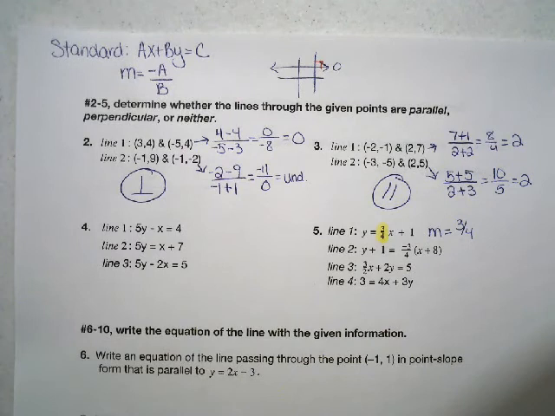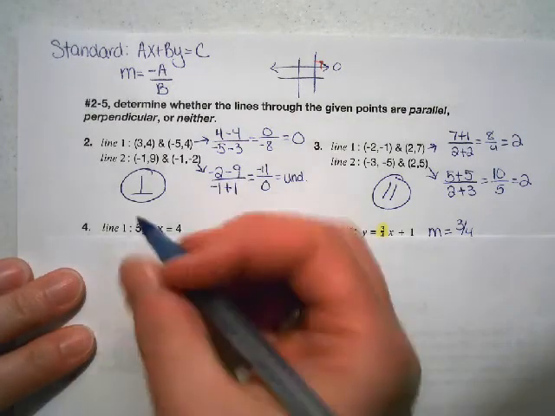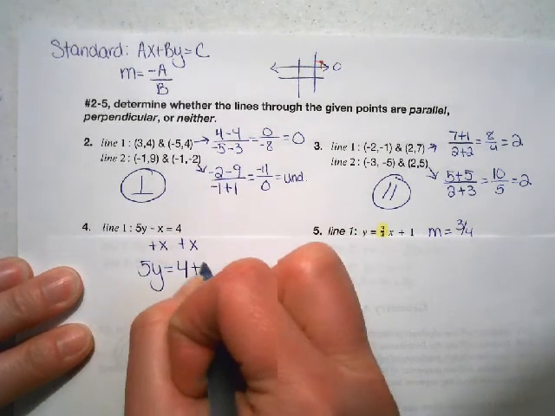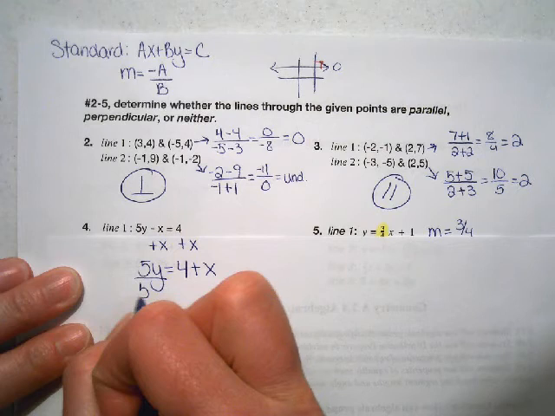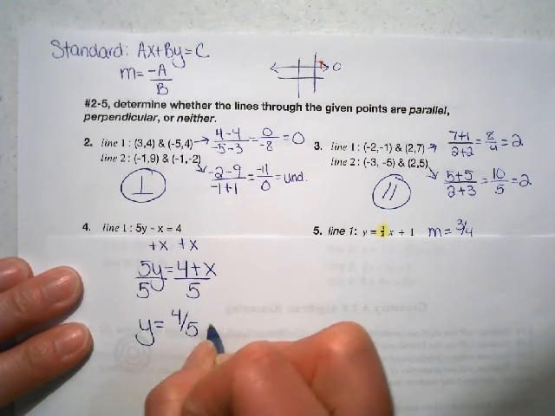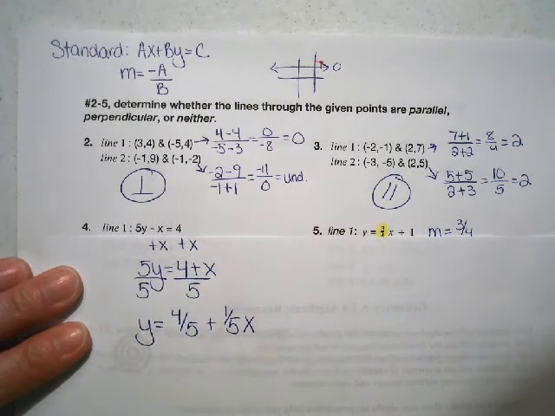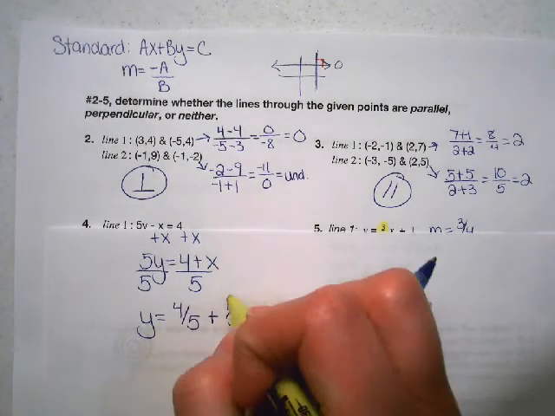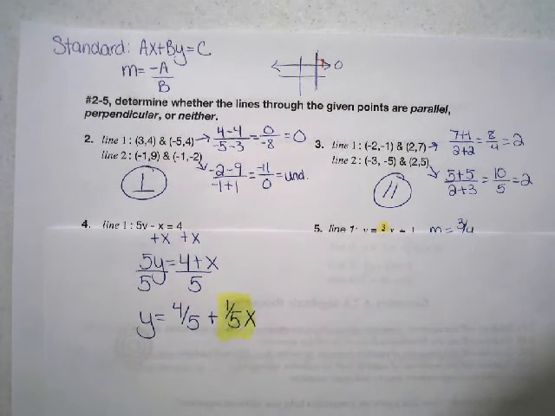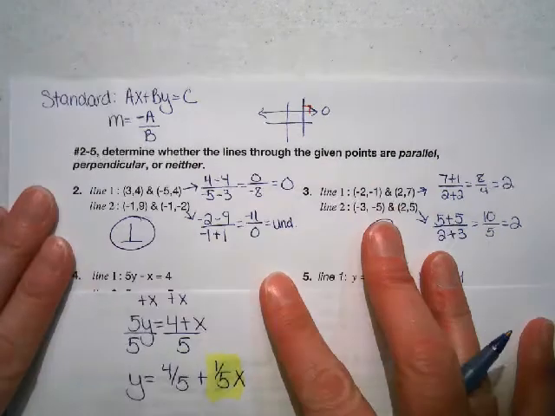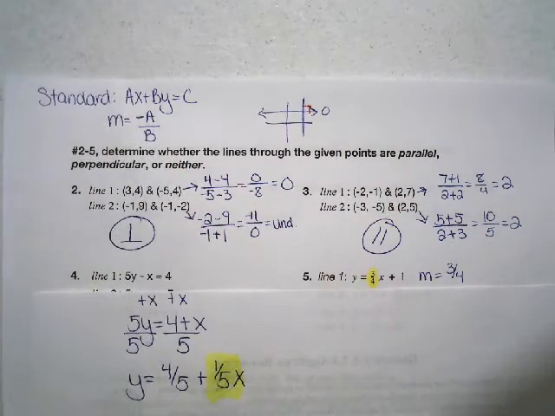Now, if you don't like this shortcut, what you could do is solve it for slope. You could put it in slope intercept. So what you could do is add the x and divide by 4 or by 5. Now, in this particular example, we don't care what the y-intercept is. We only care what the slope is. So we would only care about this number right here. So notice my slope is 1/5.